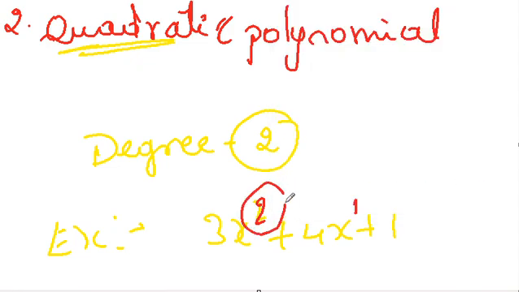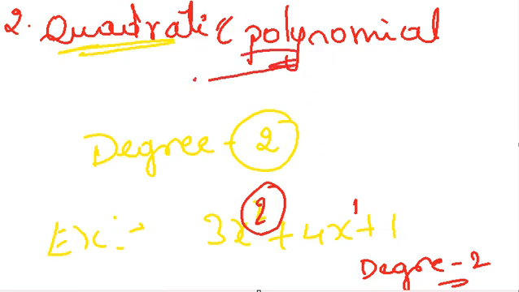So the highest power of the variable is 2. So therefore the degree is 2. This kind of polynomial we are going to call a quadratic polynomial. What do you call it? Quadratic polynomial, if the degree is 2.